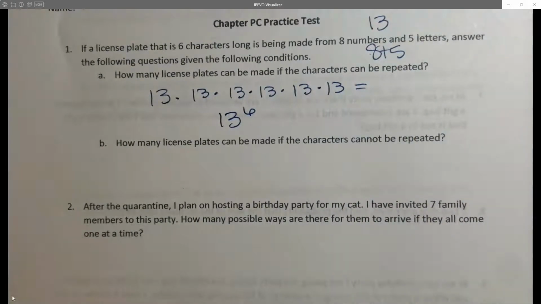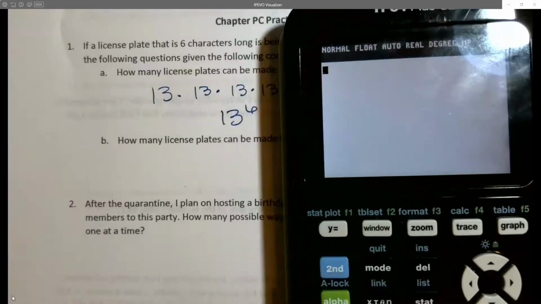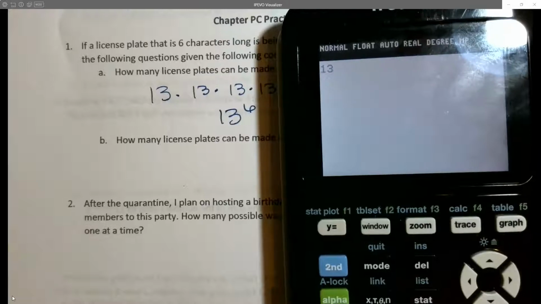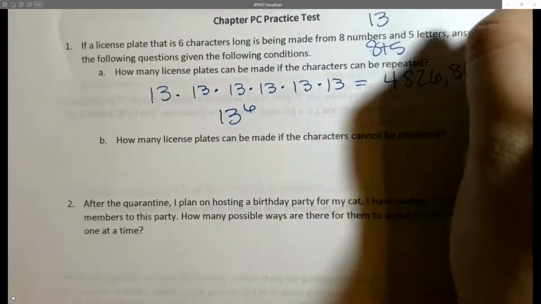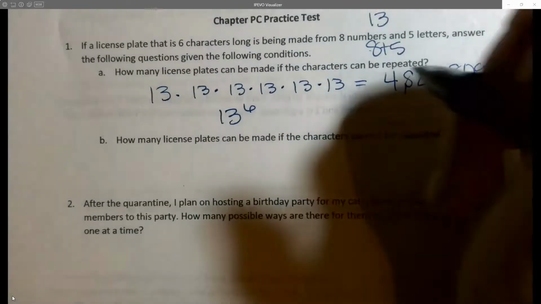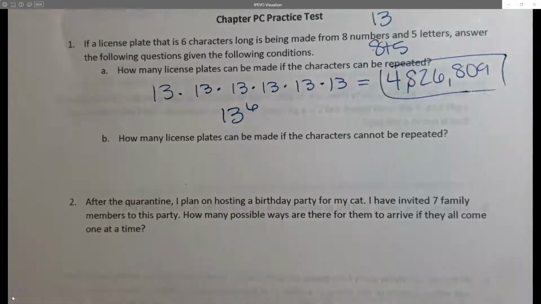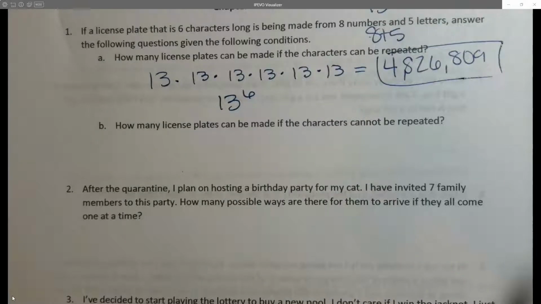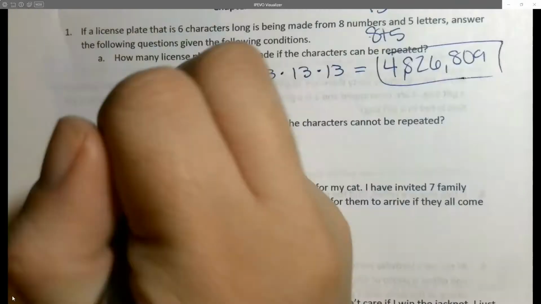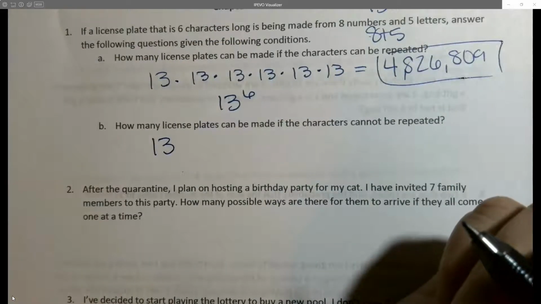So if I go ahead, I will use my calculator. So I want to do 13 to the 6th power, which gives me 4,826,809. So that's how many possible combinations, if the letters are allowed to be repeated, that they can make for the license plates. If the license plates cannot repeat the numbers, that means once I pick a number or a letter, it is out of the running.